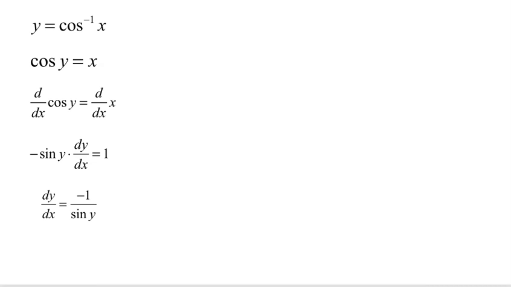And similar to the last example, we're going to need to use geometry to figure out what sine y is as a function of x. Right now, what do I know? I know cosine of y is x. Cosine is adjacent over hypotenuse. So x is x over 1. So the adjacent could be x, the hypotenuse could be 1.